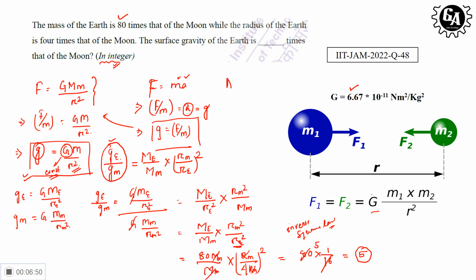So our answer is gE, the surface gravity of Earth to the surface gravity of the Moon, is equal to 5. Or we can simply say that the surface gravity of Earth is 5 times the surface gravity of the Moon. That implies the surface gravity or the gravitational force is more on Earth as compared to the Moon. So the answer is 5 times.